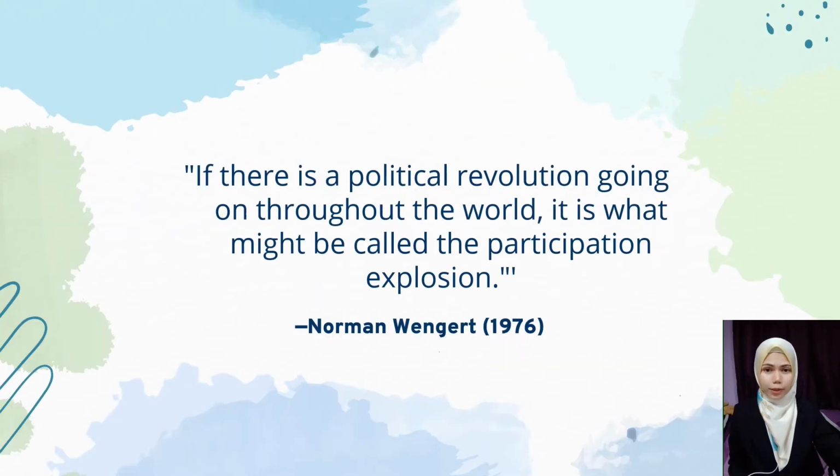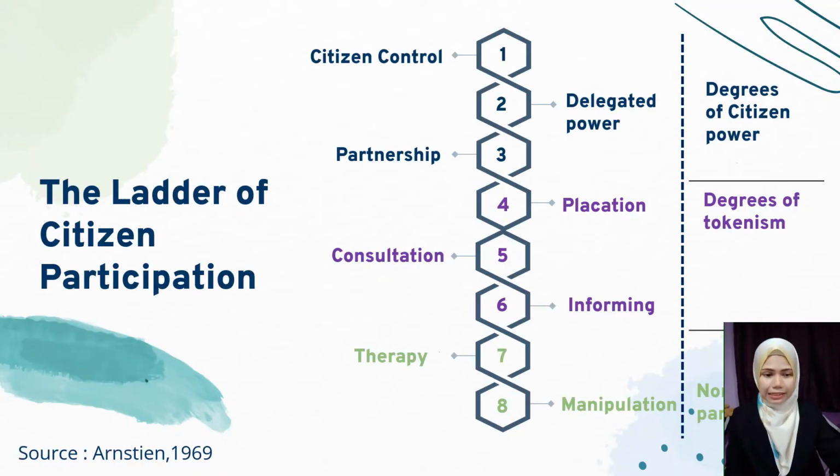According to Norman Wingate also, if there is a political revolution going on throughout the world, it is what might be called the participation explosion. There are three levels of the ladder of citizen participation. The first is degree of citizen power, which includes citizen control, delegated power, and partnership. Number two is degree of tokenism, which has three: application, consultation, and informing. And number three is non-participation.